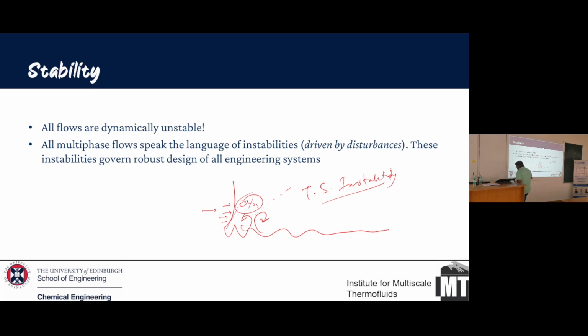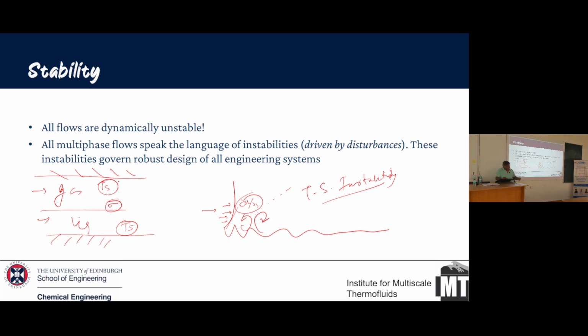So all flows are subject to instabilities. If you look at any multi-phase flow, say a liquid and a gas both flowing in a pipe, the gas will have its own Tollmien-Schlichting instability, and the liquid will have its own Tollmien-Schlichting instability. But then there is also this interface sitting in between, driven by surface tension.